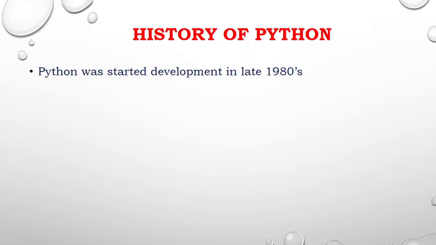Next, we are going to see the history of Python. In the history of Python, how and when Python was started. It was started in the late 1980s. In the 1980s itself, Python programming was started. It was released in February 1991. Okay, so it started in the 1980s and was successfully released in 1991.